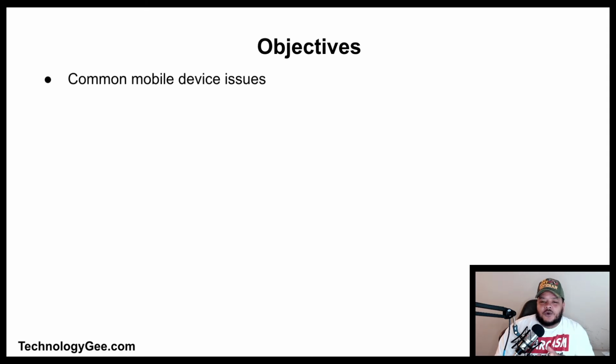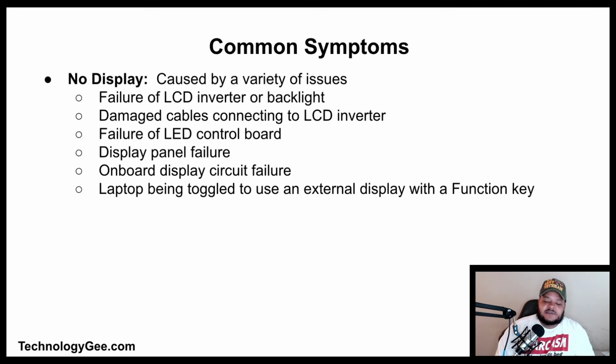In this video, you are going to learn about common mobile device issues. All right, let's talk about some common symptoms. So the first one is no display. No display on a laptop could be caused by a variety of issues such as failure of the LCD inverter or backlight, damaged cables connecting to the LCD inverter, failure of LED control boards, display panel failures, onboard display critical failures, or the laptop being toggled to use an external display with a function key.